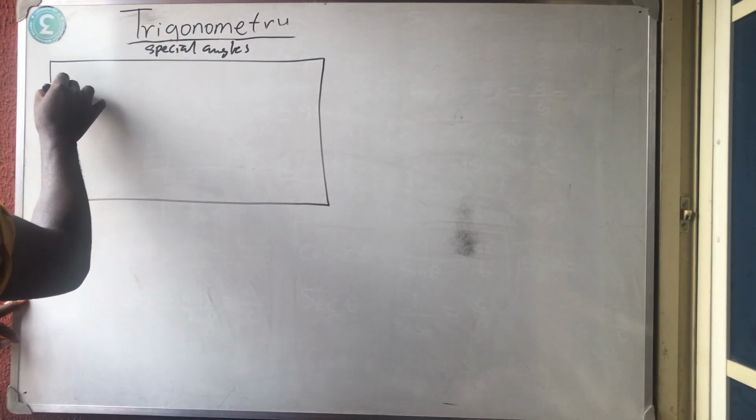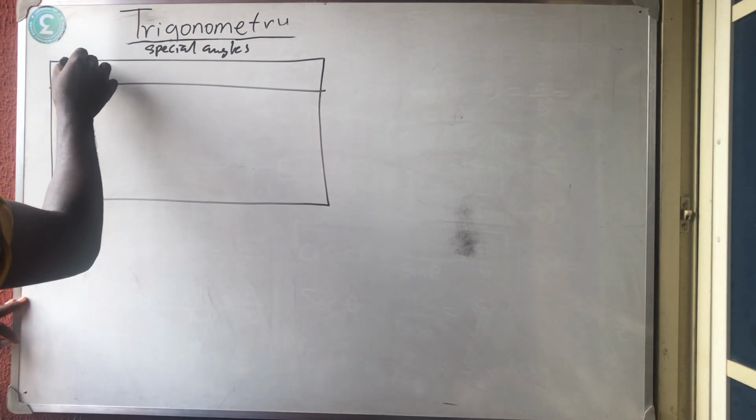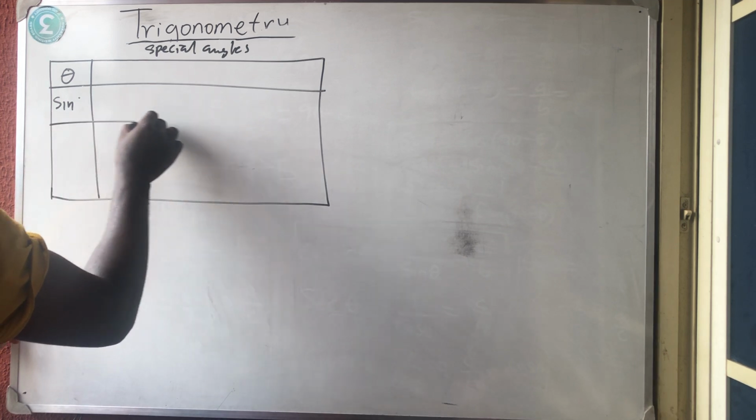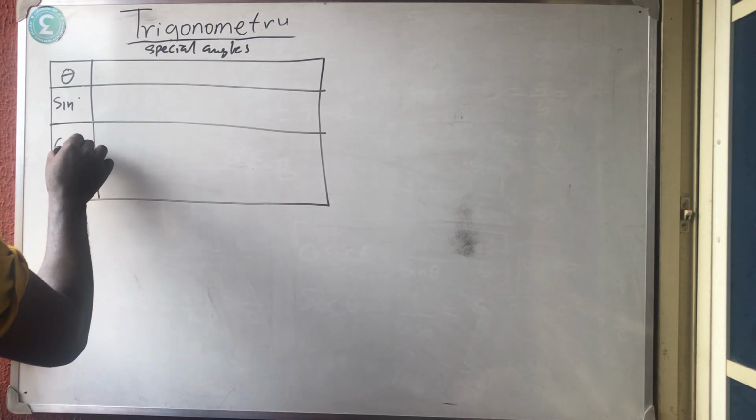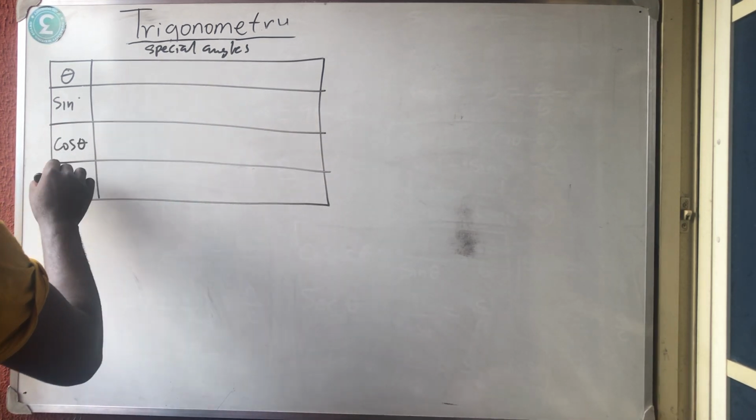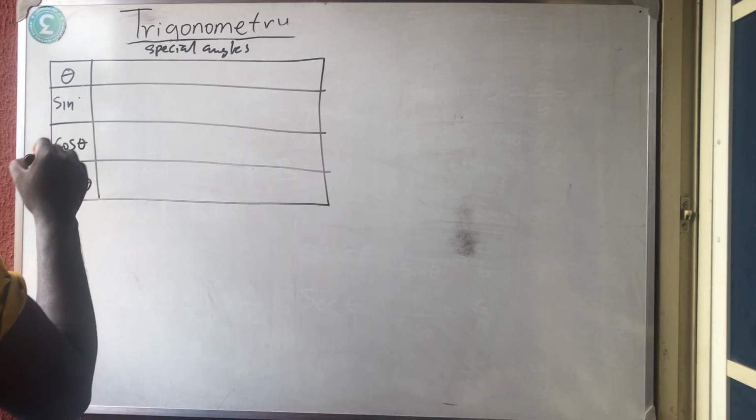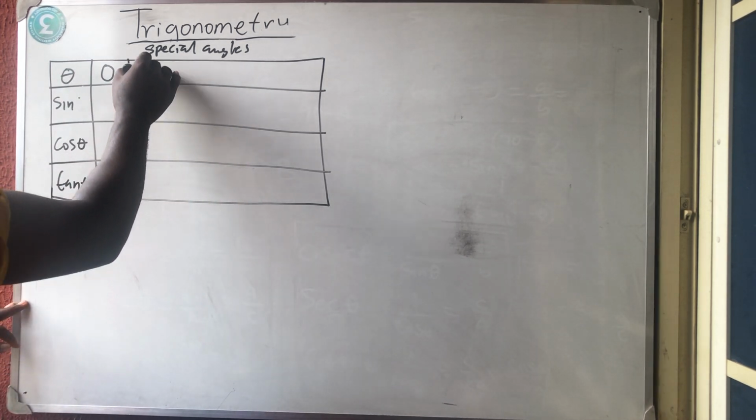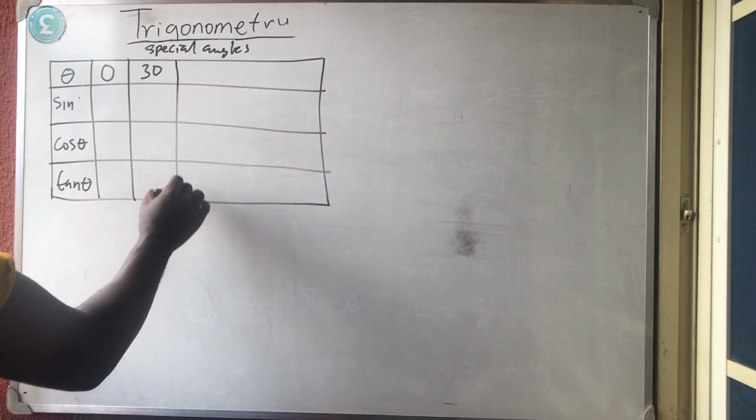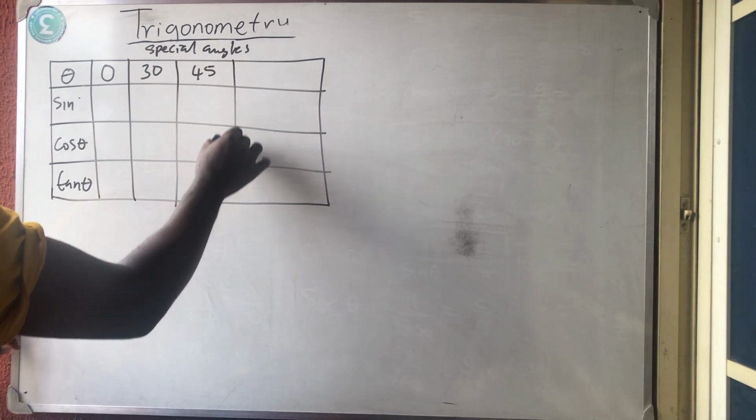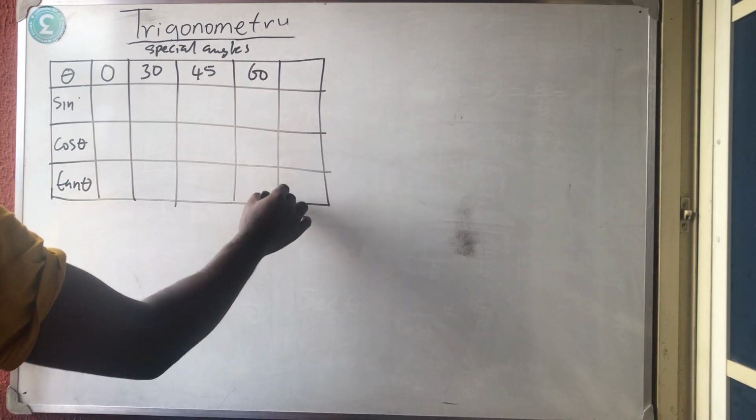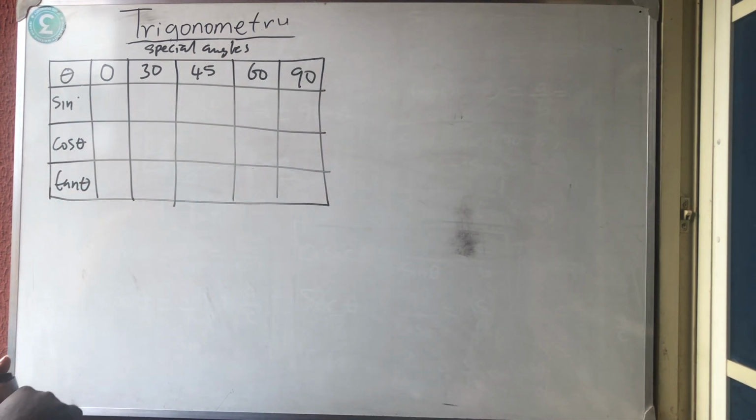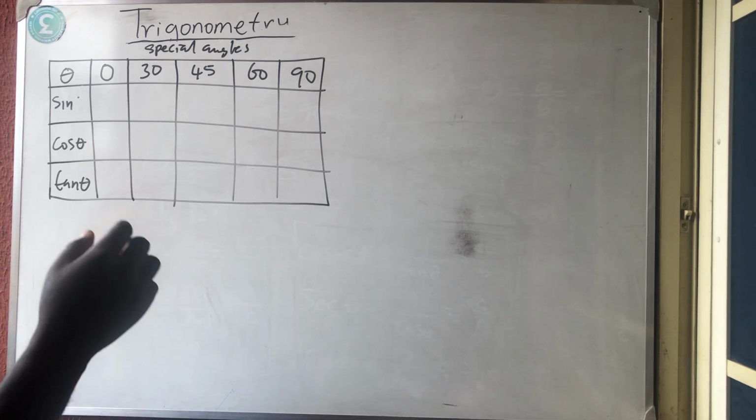Okay, so the first one I'm having is theta, and then I have sine theta, cos theta, then tan theta. Okay, so the first special angle we know is 0. 0 is a special angle. 30, 45, 60, then 90.